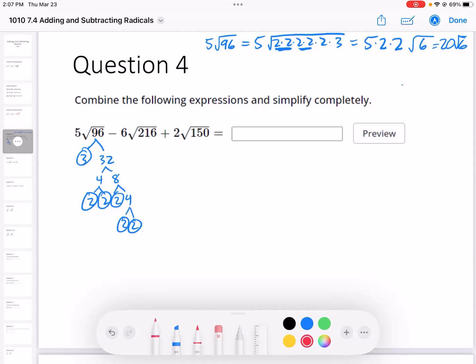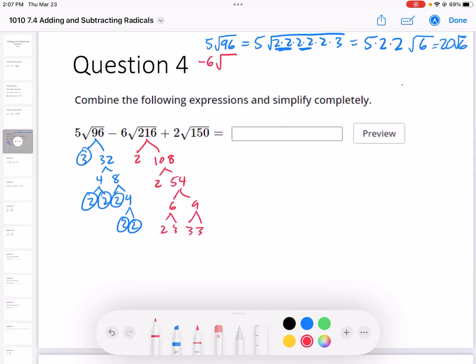Then I want to simplify this term as well. So 216 is an even number, so I can divide by 2, which leaves me with 108. That's an even number, so I can divide by 2, which leaves me with 54. 54 is 6 times 9, and 6 factors into 2 times 3. 9 factors into 3 times 3.